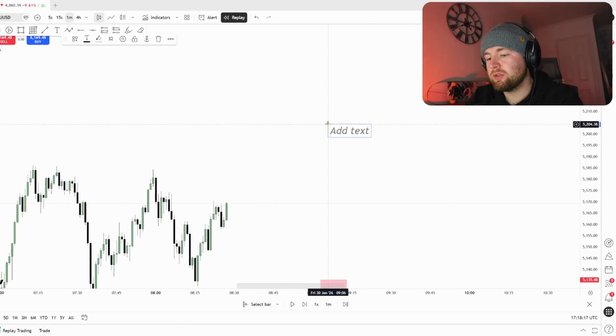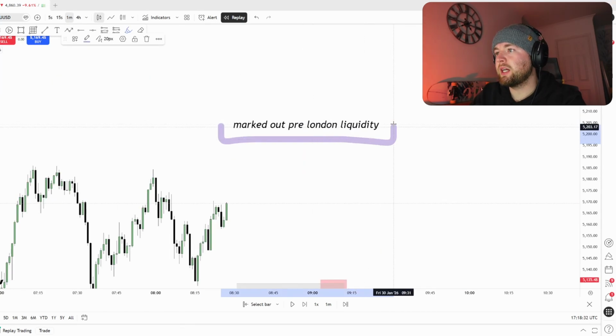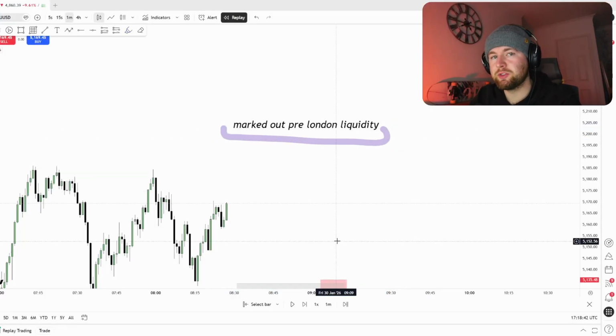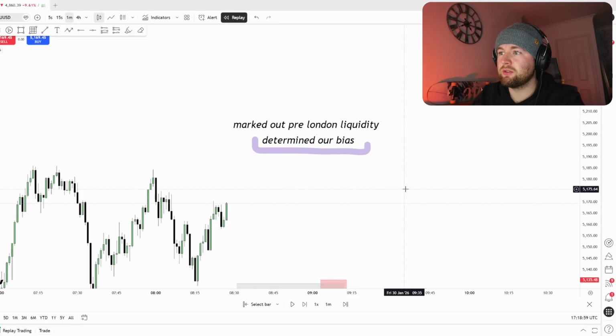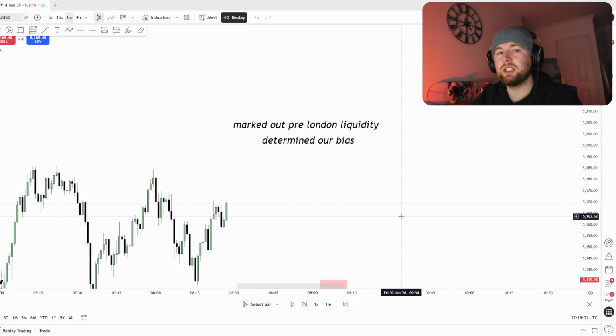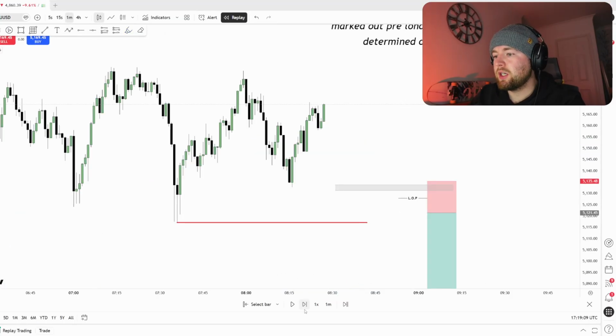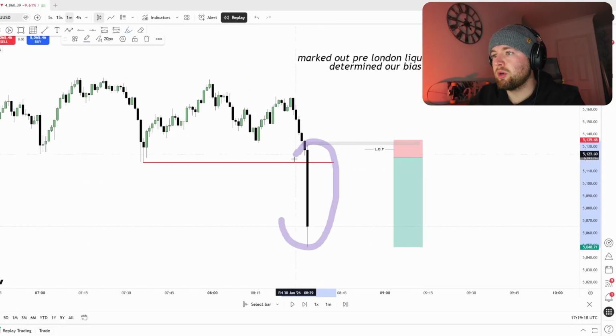Okay, so what have we got so far? We've marked out pre-London liquidity, and this pre-London liquidity is what we are going to look for a break of structure on. And along with that, we have also gone to the 4-hour time frame and determined our bias, which is going to be bearish for the day. All right, so let's play price action on a bit and wait for price to break that structural point. And there you go, we have broken that structural point.